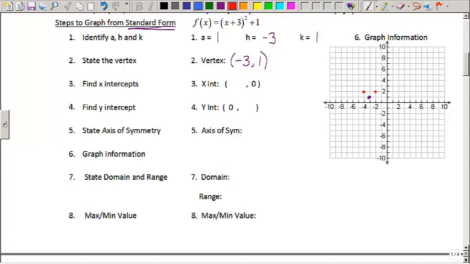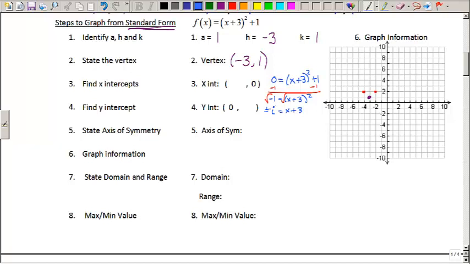In order to find the x-intercept, I set y equal to 0 and solve for the x-coordinate. So in my particular problem, the y, or in this case f of x, is equal to 0, which is (x plus 3) squared plus 1. When I subtract 1 from both sides, I get -1 is equal to (x plus 3) squared. Then I take the square root of both sides to get x plus 3 all by itself equals plus or minus the square root of -1, which is i.